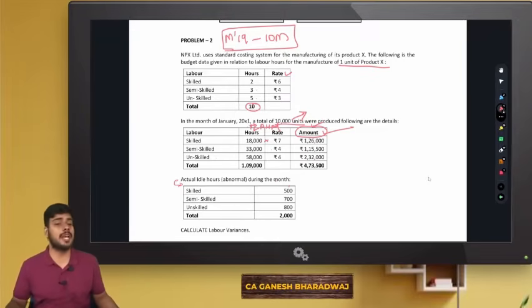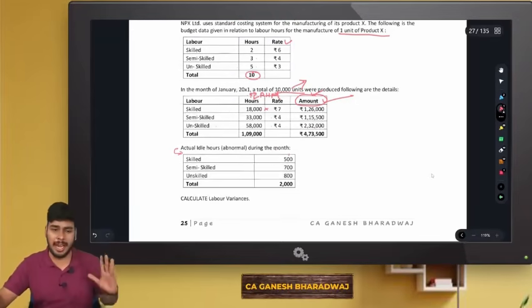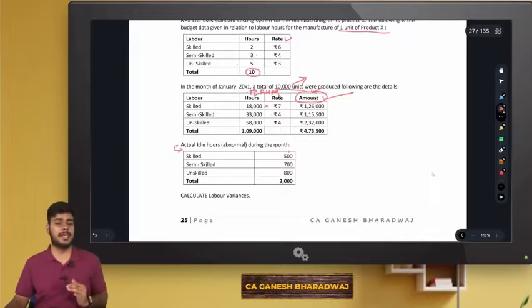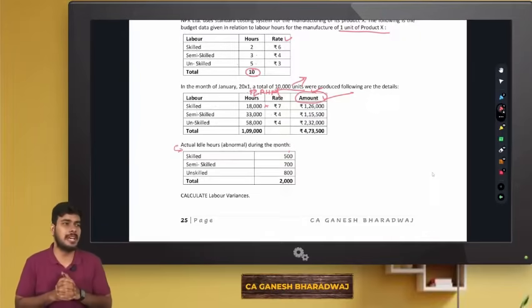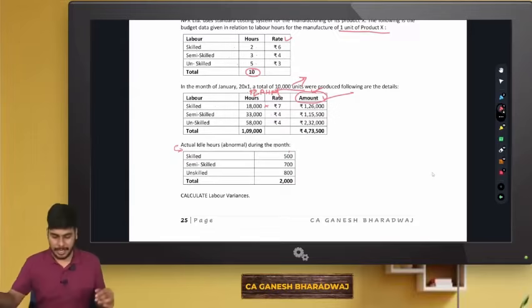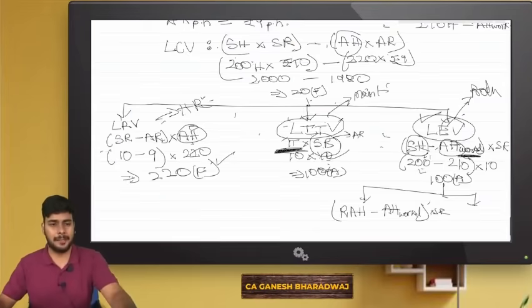And they're also giving you the actual idle hours. That's your abnormal idle hours. They have given you the skill set wise. Calculate the labor variances. Shall we do it, guys? Yes? Let's get started.